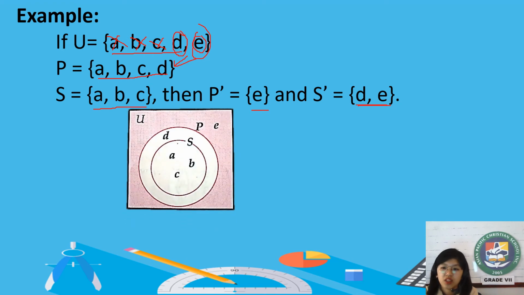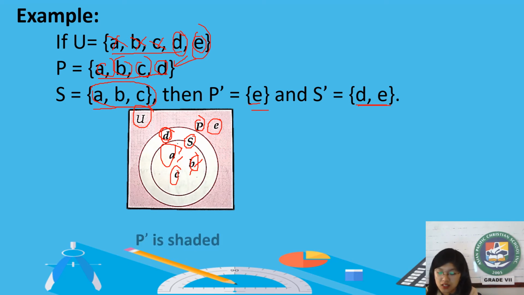So, ayan yung Venn diagram. Dito sa set S, we have A, B, C. Then, dun sa set P, kasama na yung D. So, A, B, C, and D. And yung sa universal set, yun yung P prime. Ayan yung E. Kaya nasa labas yung E, kasi yan yung nasa universal set na wala dun sa set P and S.